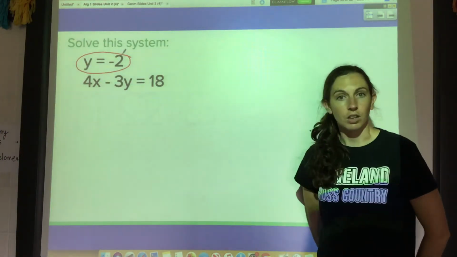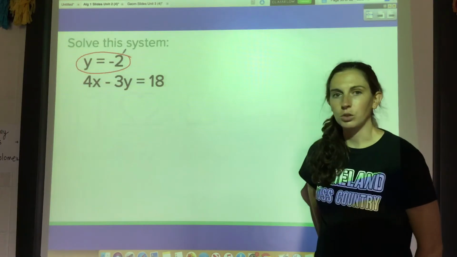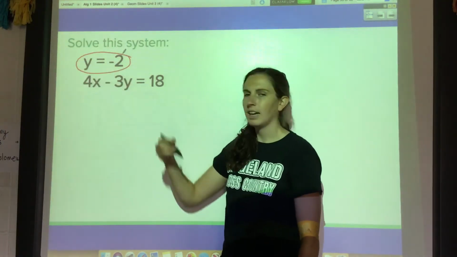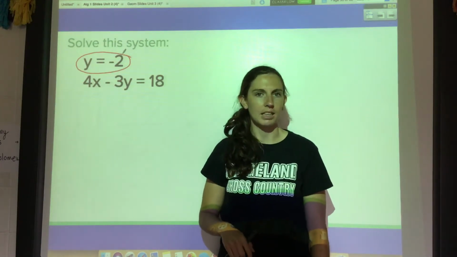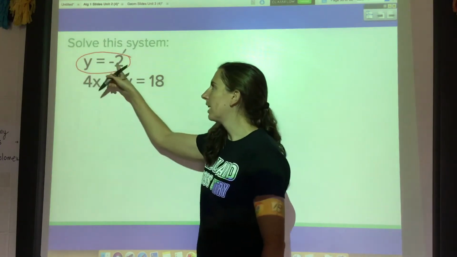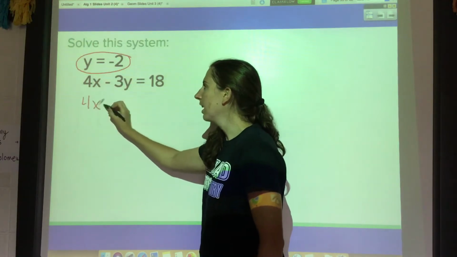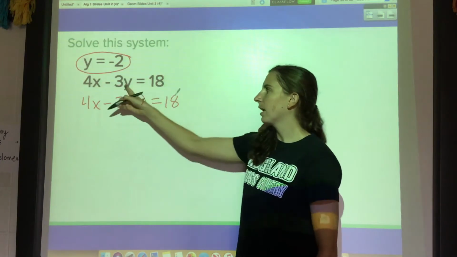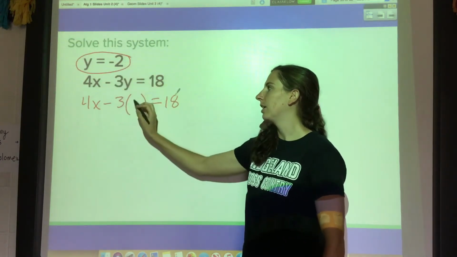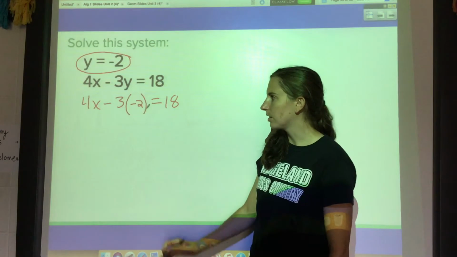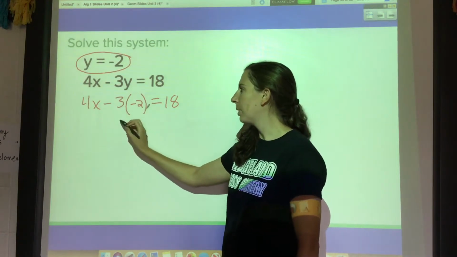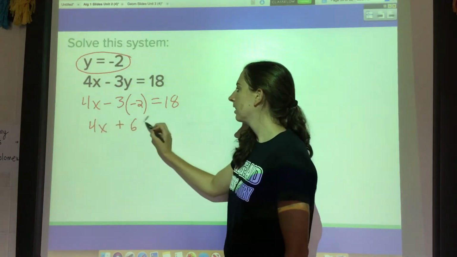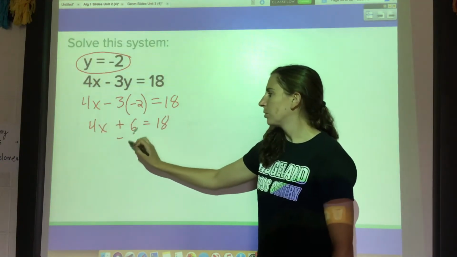If I were going to now solve for x, I would need to substitute this -2 in for y, and this is similar to the stuff you've done with the elimination method. I would put the -2 in for y, and then I can solve for x. So in the place of the y that was there, take it out, put in the -2. And so that's going to be +6, because -3 times -2 is +6. Then I'll subtract 6.